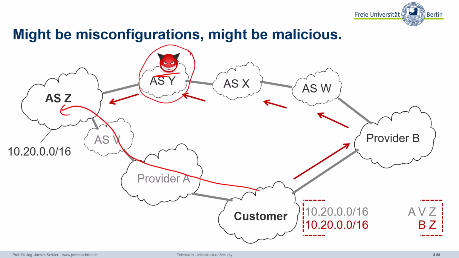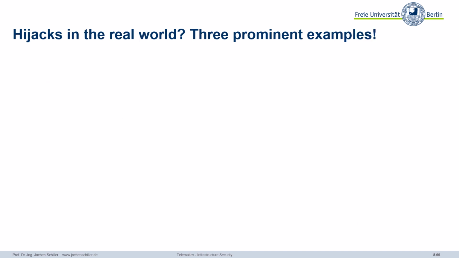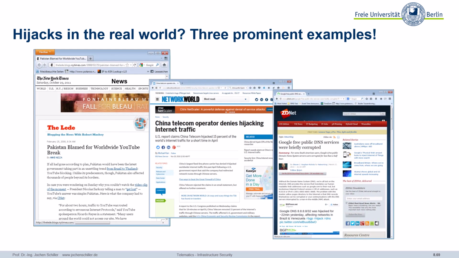Does it happen in the real world? Absolutely. So these are just some examples. There are many of them that, for example, Pakistan redirected the worldwide YouTube traffic, or China Telecom, there was a problem, or the corruption of DNS service from Google, and so on.